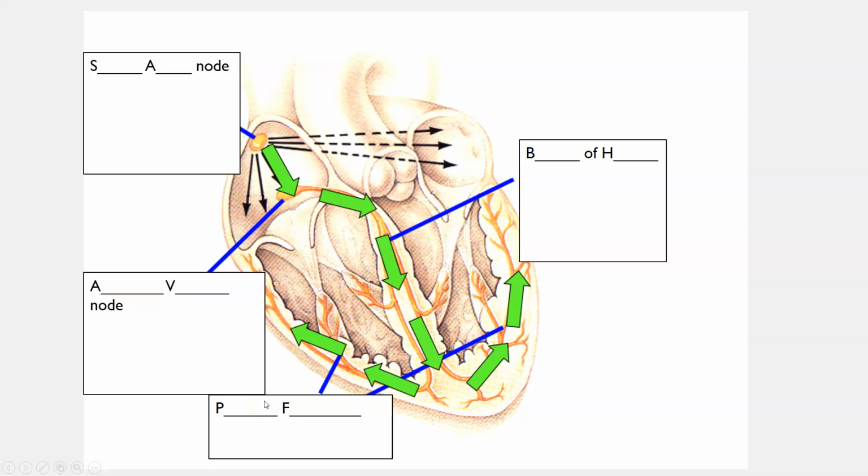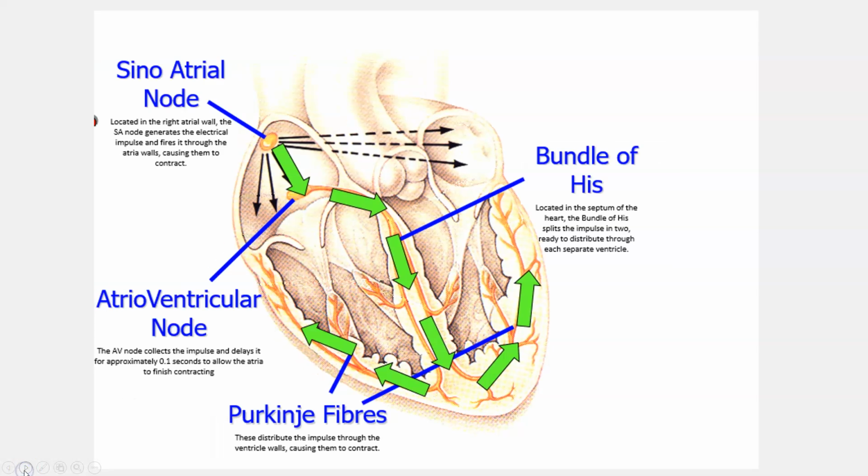Once you've filled them in, can you give a bit of information about this SA node? Where is it located? What does it send to? And so on, for each one. Okay, pause if you want to give that a go, so I'm moving on.